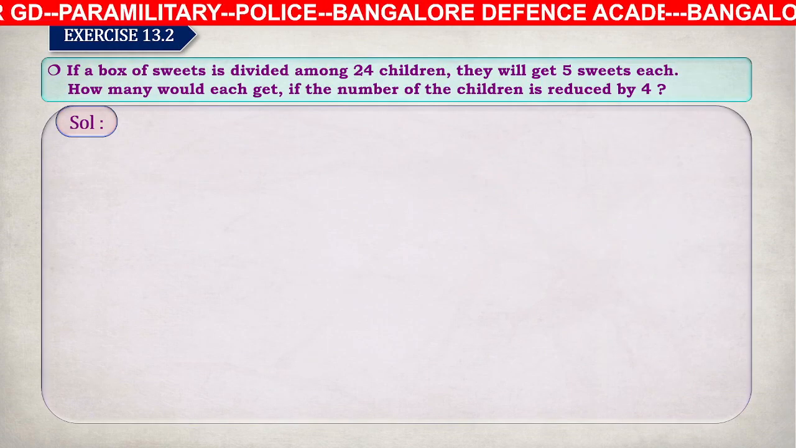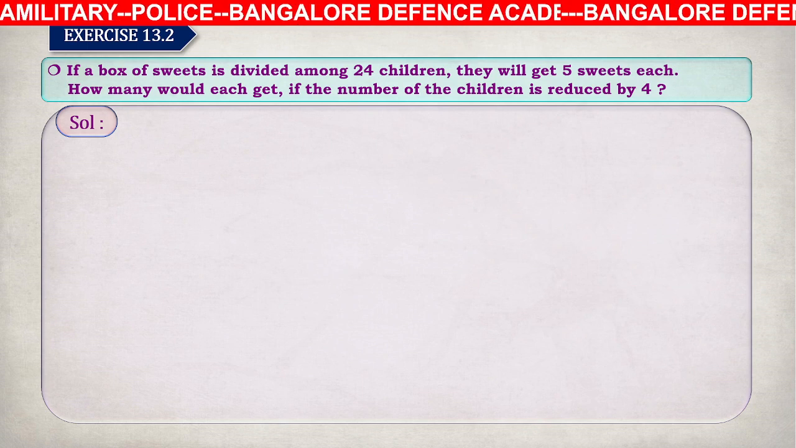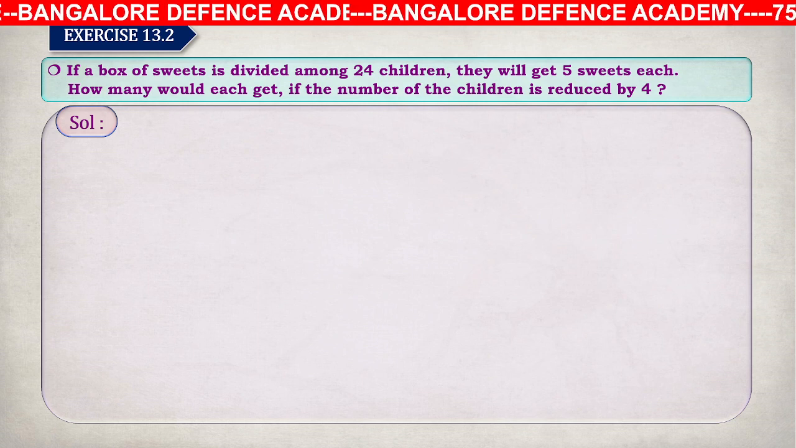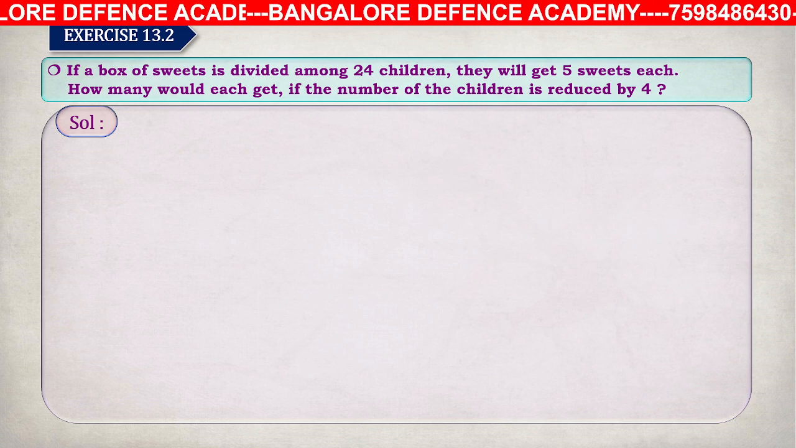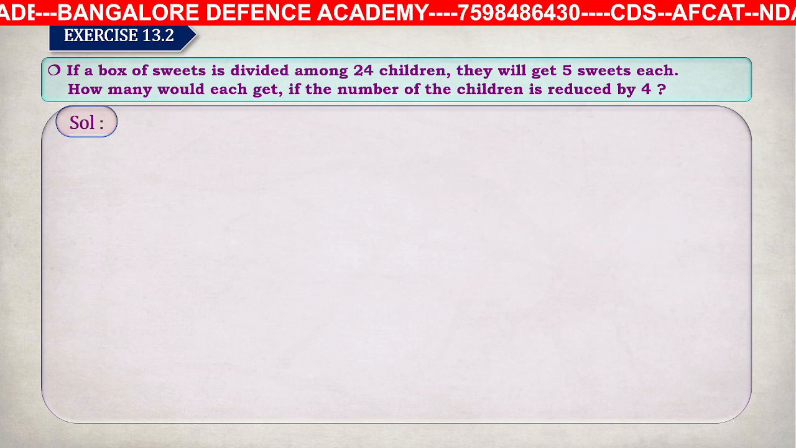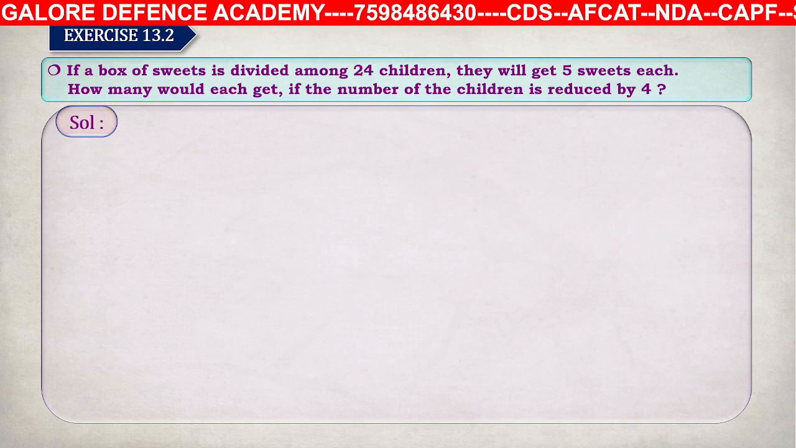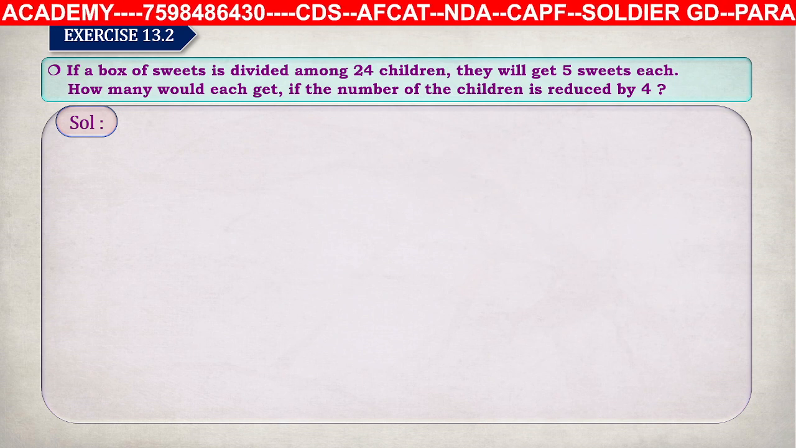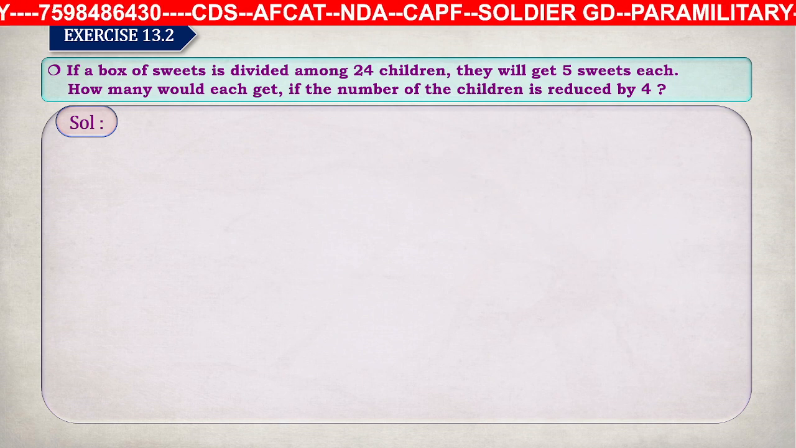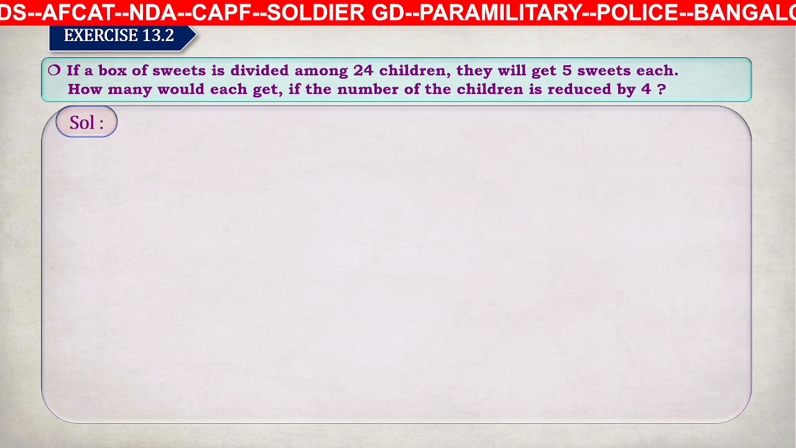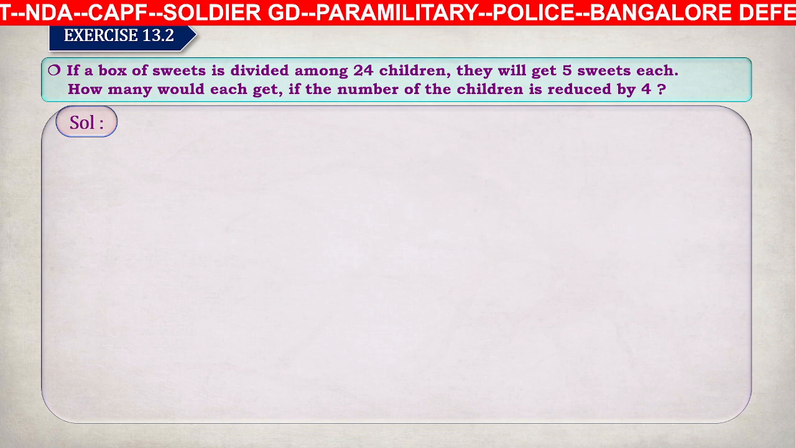Next, if a box of sweets is divided among 24 children, they will get 5 sweets each. How many would each get if the number of children is reduced by 4? So here I am reducing the number of children. If I reduce one quantity, definitely the other quantity will increase. That means initially I have 24 children. When I reduce 4 children, the remaining children, that is 20 children, will get more sweets. So how many sweets they are going to get each, I am going to find out.